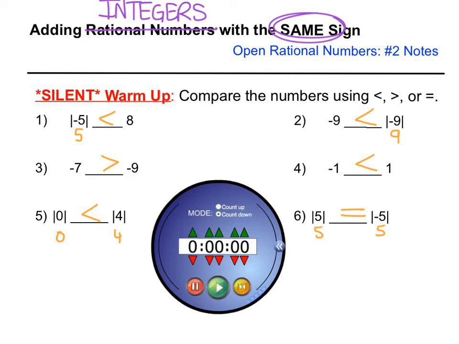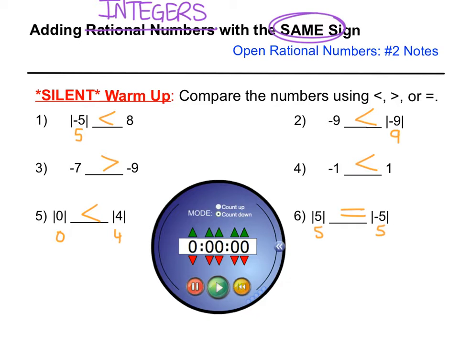Looking through number 1 through 6, number 1, the absolute value of -5 is really 5, which is less than 8. Number 2, -9 is less than the absolute value of -9, which is positive 9. Number 3, -7 is greater than -9. We're not taking the absolute value here. Number 4, -1 is less than 1.